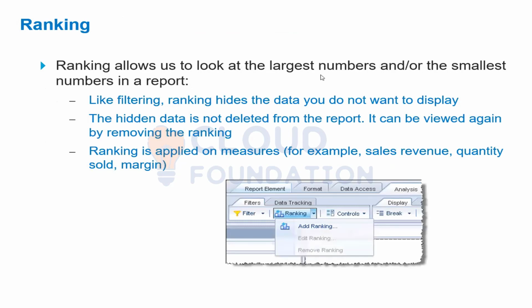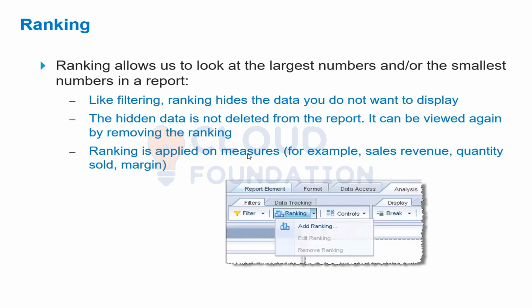Ranking allows us to look at the largest numbers and the smallest numbers in a report. Like filtering, ranking hides the data you do not want to display. If you only want to see the top 10 or bottom 10 regions or states, we don't need to show the data for all the states. Instead, we can apply ranking like we do filtering, so the top 10 will appear in the report.